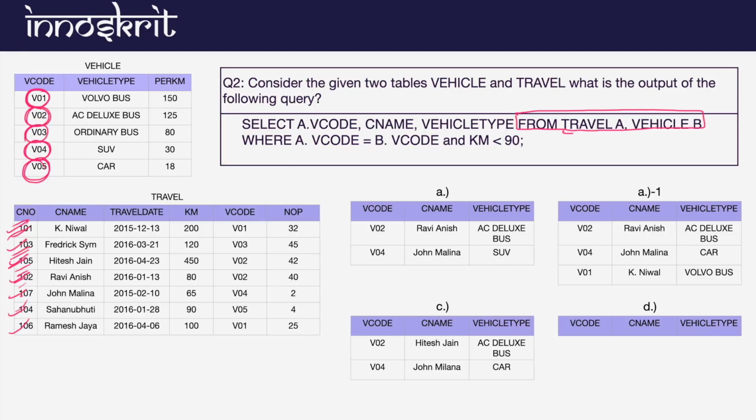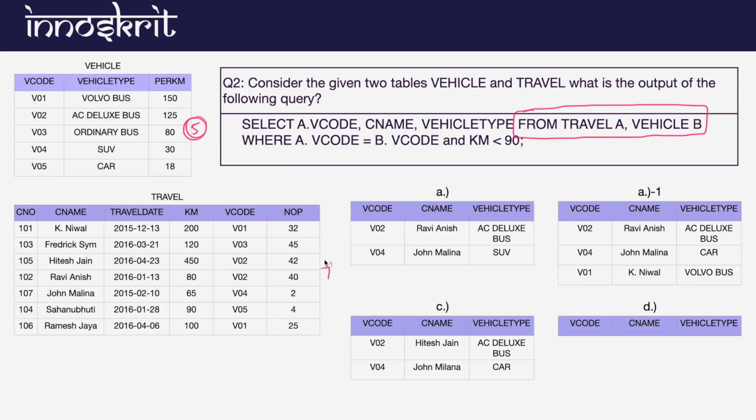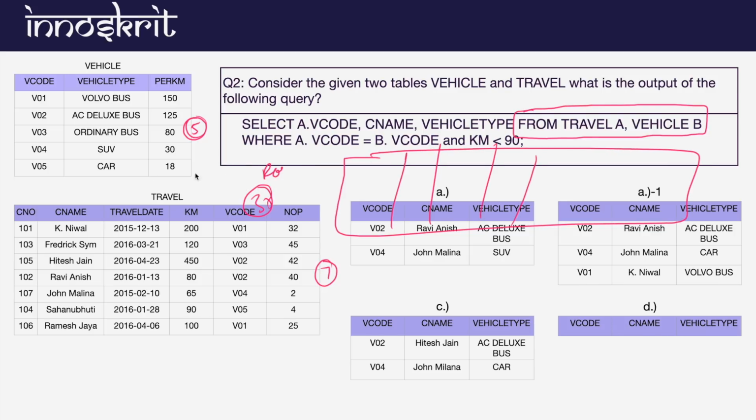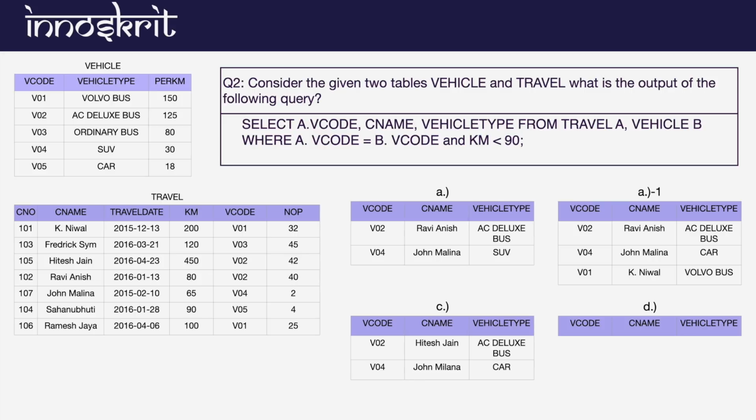So that means if you execute this from clause, it will actually have so many rows. Okay? Say for example, in this particular table we have 5 rows, and in this table we have 7 rows. So from travel A comma vehicle B will actually create a new table in which you will have 35 rows, because every row will be combined with each of the rows of the travel table. But in that case it will be very difficult for us to solve this query.